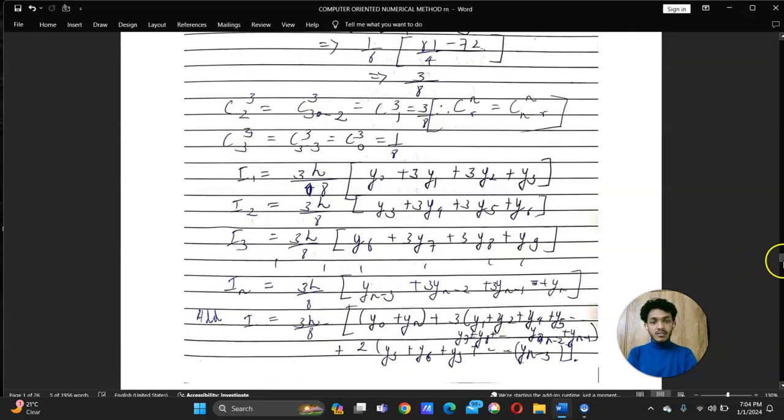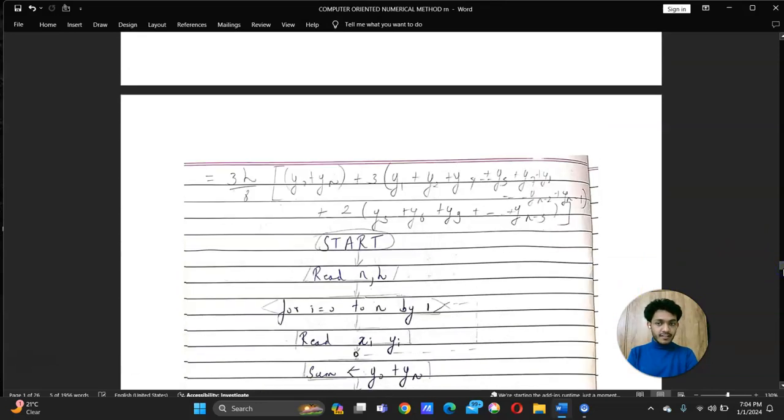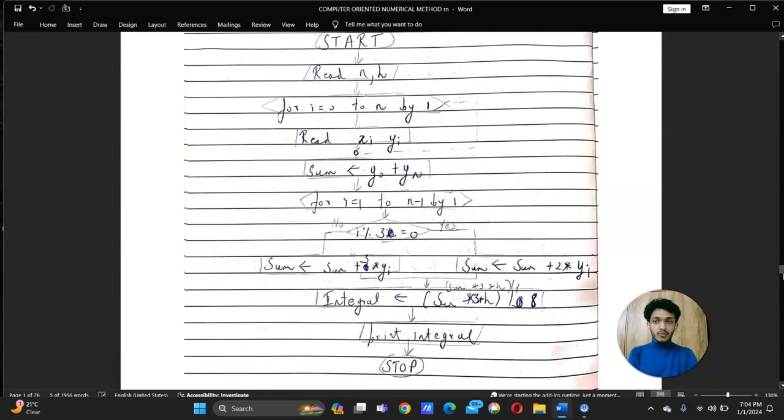So we can just go through the formula once again, and we are going to see the flowchart. Starting it, reading the value of n and h. For i from 0 to n by 1, we are going to read the values of xi and yi. Then sum y0 plus yn, because we already know that first element and last element is going to be counted one time. So we are just going to put the addition, the value of those two directly into the sum.